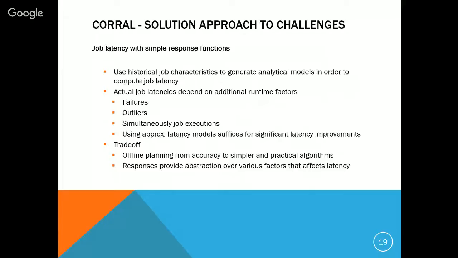Also, the response functions provide abstraction over various factors that affect latency. So the simple response functions have some benefits, such as providing abstraction of various factors that affect job latencies, as we've talked about, such as maps and reducers, which enables us to plan for jobs to minimize the required metric without modifying core algorithms of the framework that we're trying to test with.